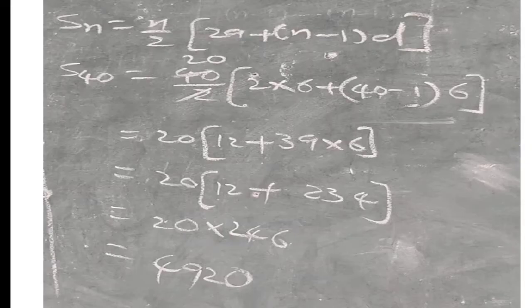Now let's find out the sum of first 40 numbers which are divisible by 6. So n value is 40, 40 by 2, 2 into first term which is 6, n minus 1, 40 minus 1, and d is the common difference, that is 6.